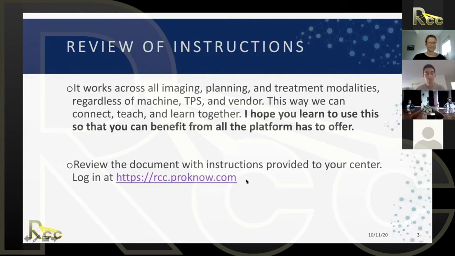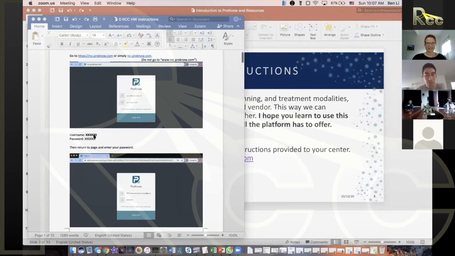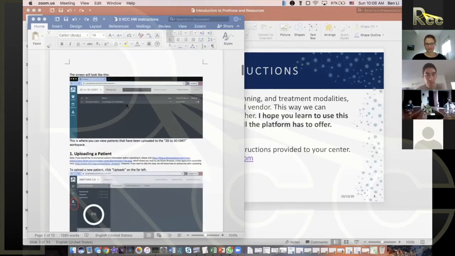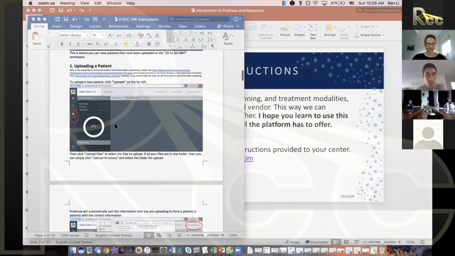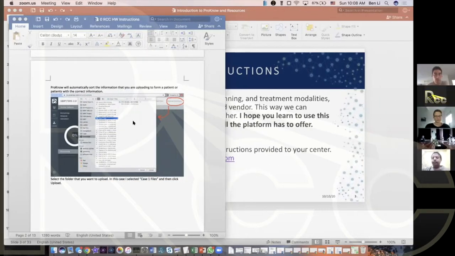And so I'm now going to show how you log in. You should have gotten the instructions, but you follow this link. You'll log into ProKnow. You also have received your username and password to log in. You'll see a screen, and here you can upload cases. Uploading a case is as simple as selecting the file on your computer, but you can ask your medical physicist to help you in exporting the file so that you can load it.